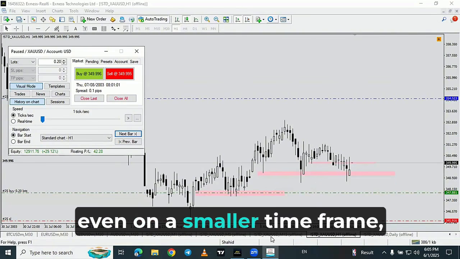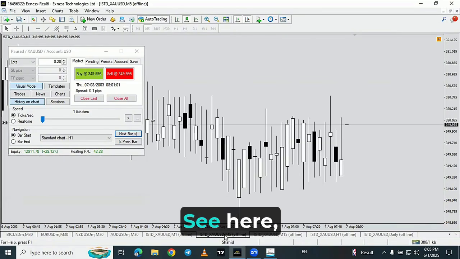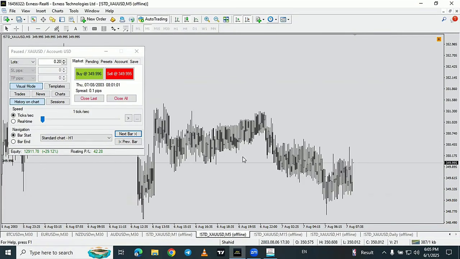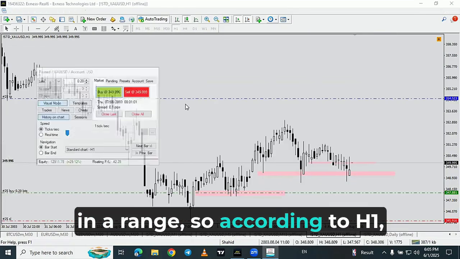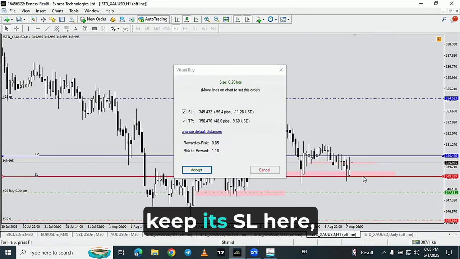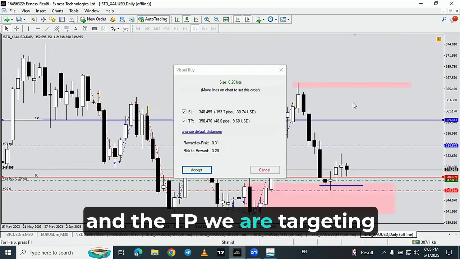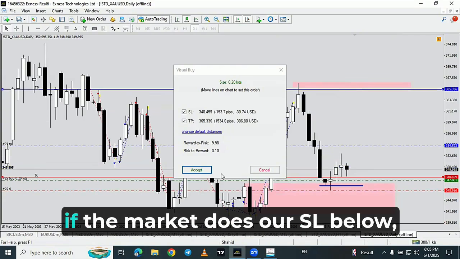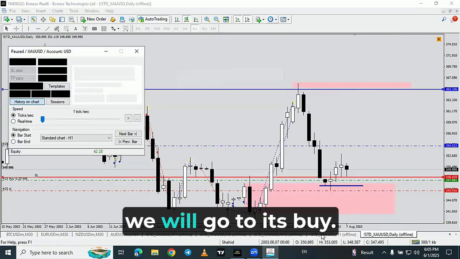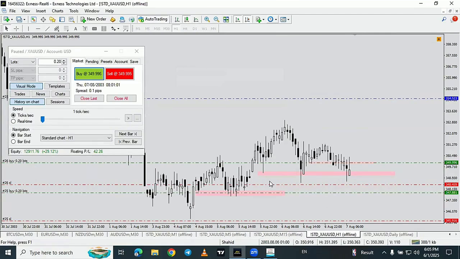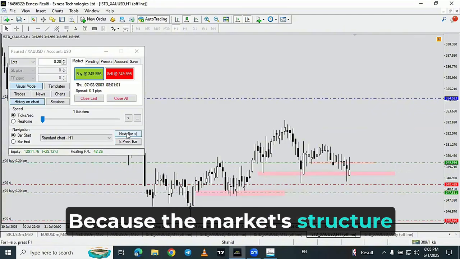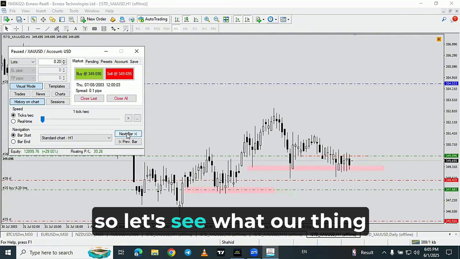So even on a smaller time frame, you can re-enter from here. See here, the market is in a range. So according to H1, we buy it here, keep its SL here, and the TP we are targeting is this zone. So if the market hits our SL below, we will go to its buy, because the market structure is on the buy side. Okay, so let's see what our setup does here.